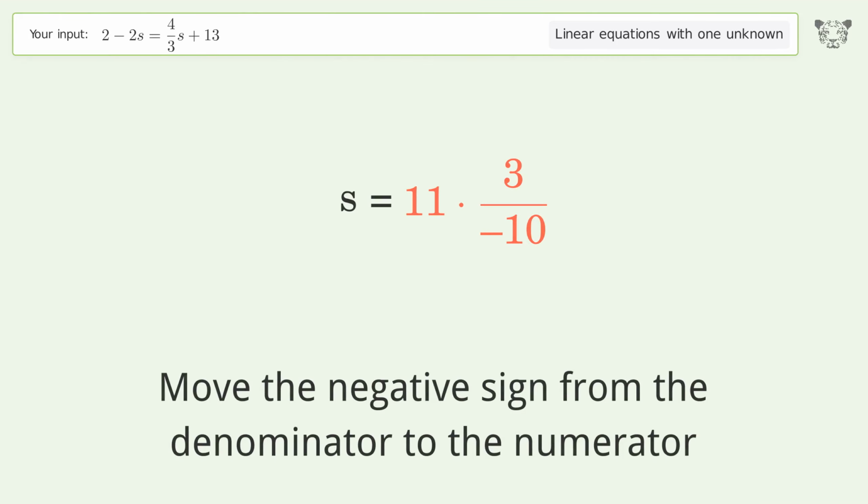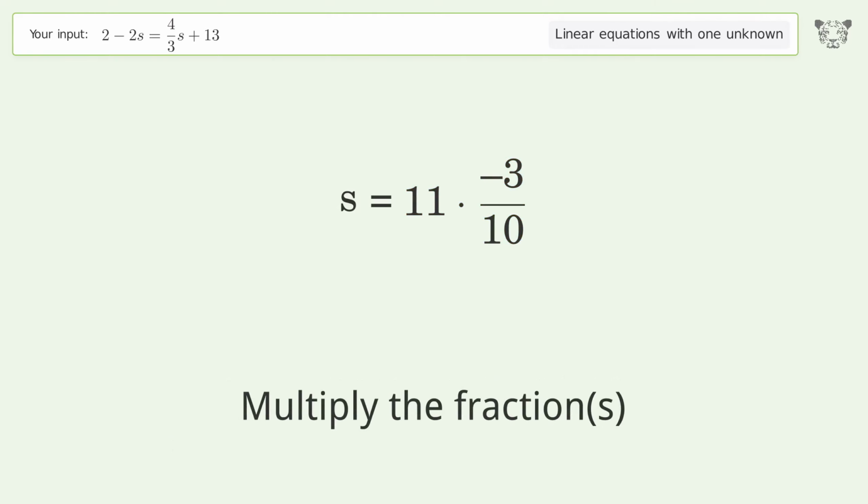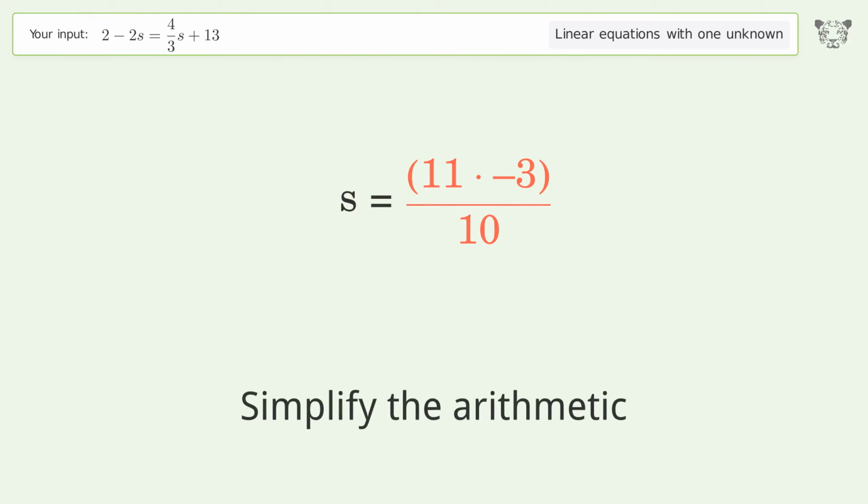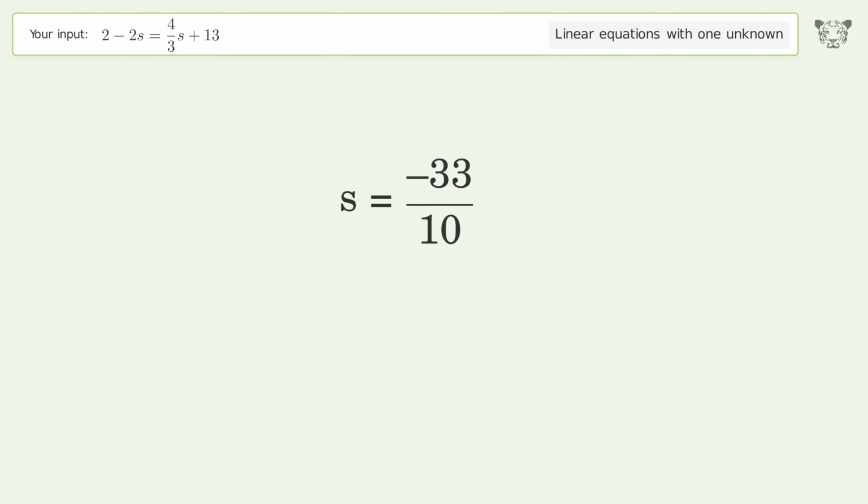Move the negative sign from the denominator to the numerator. Multiply the fractions. Simplify the arithmetic. And so the final result is s equals -33/10.